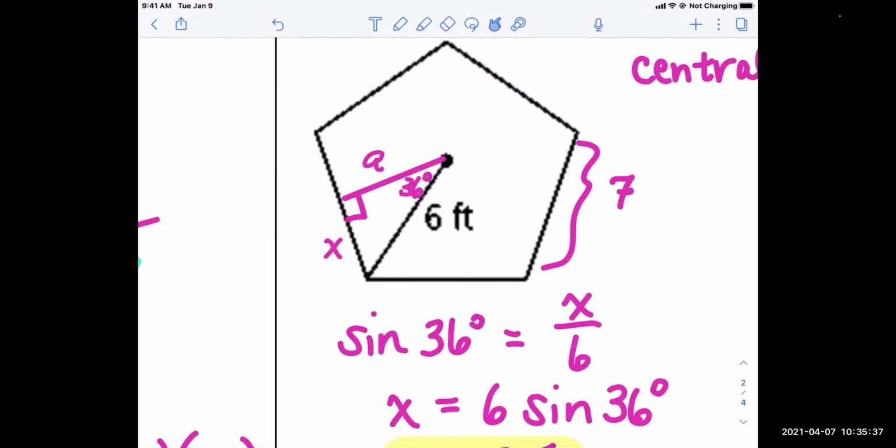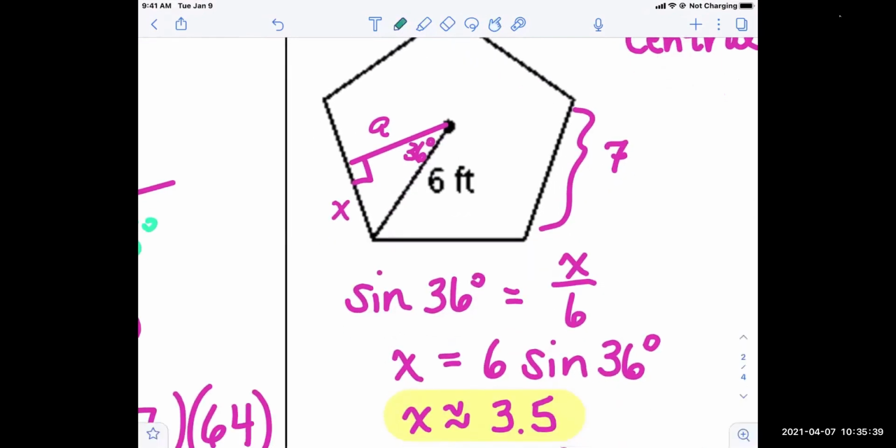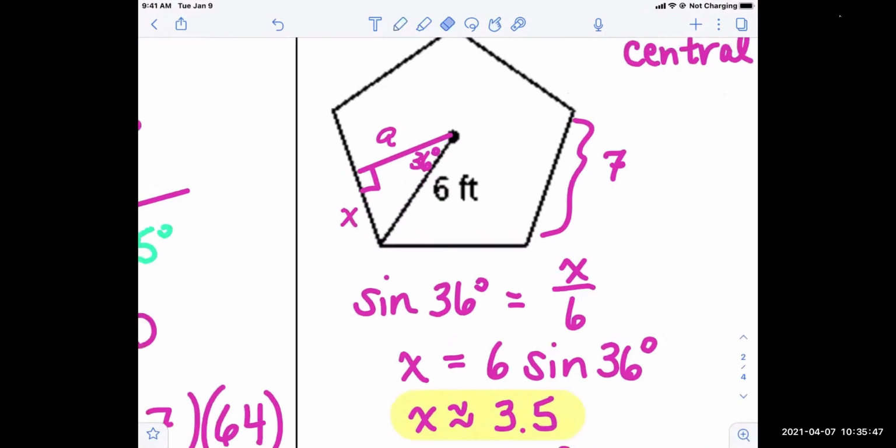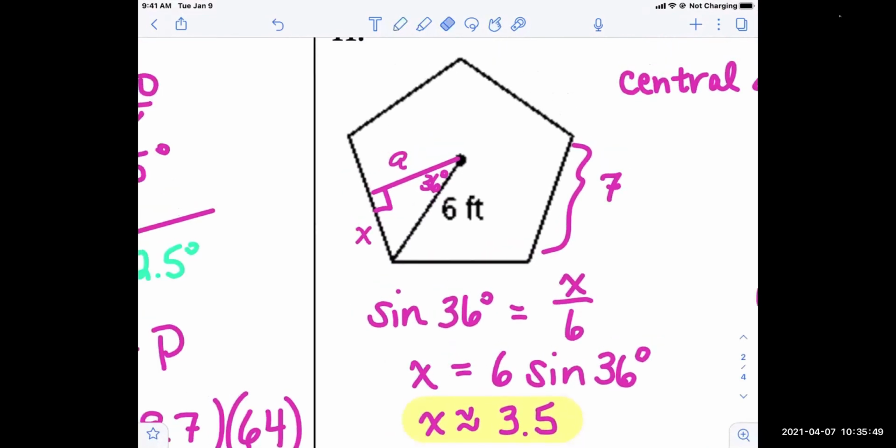All right, so I did trig to find this side length. That's 3.5. That means that the whole side length is 7. And then perimeter is how much? 35. So if you wanted to just do 3.5 times 10, you can do that.